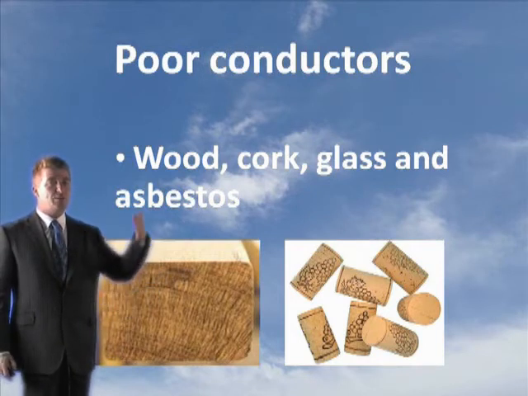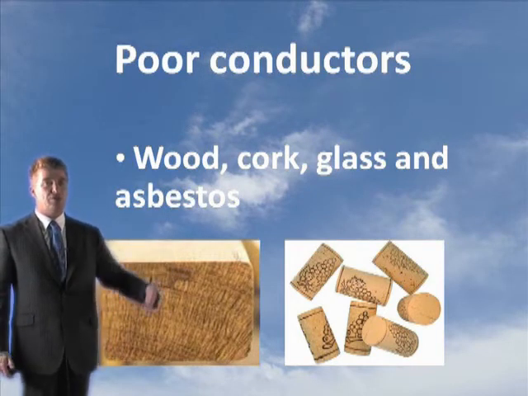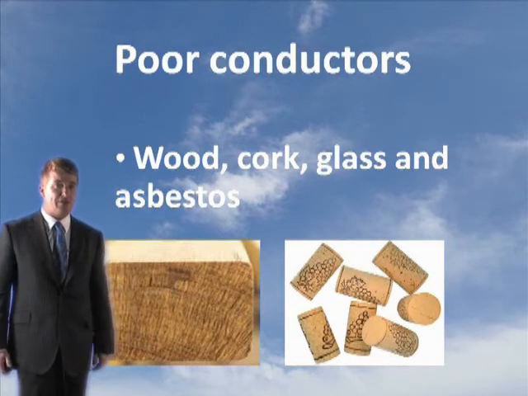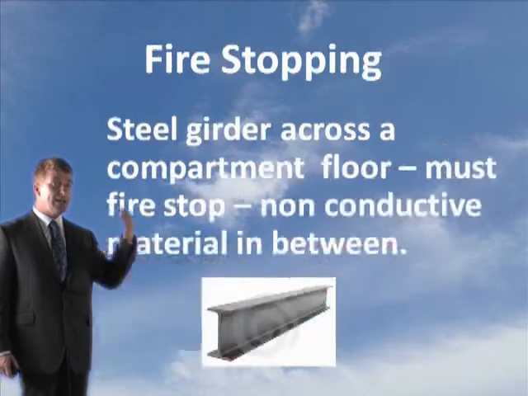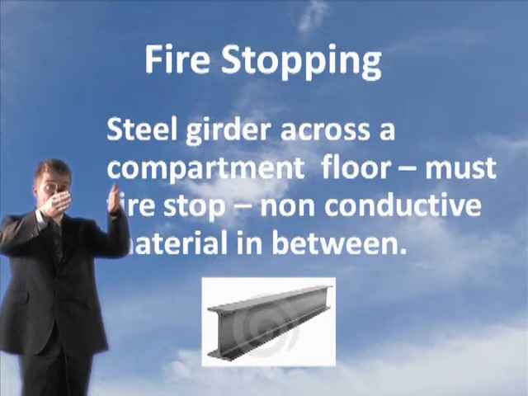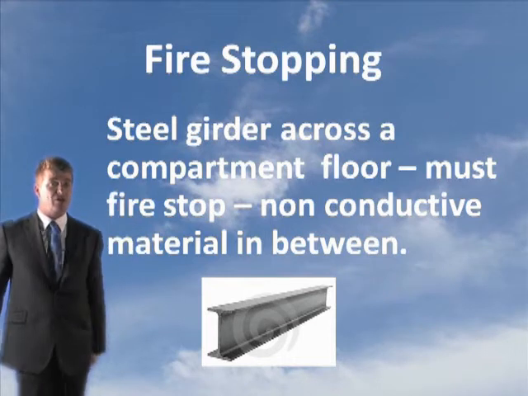Think of a steel door, that's why you fill a door for heat, don't you? Due to conduction. How do you prevent fire spreading from conduction then? Well, for example, a steel girder across a compartment wall must be fire stopped. So basically you put something in between that's a poor conductor to stop the heat travelling across.